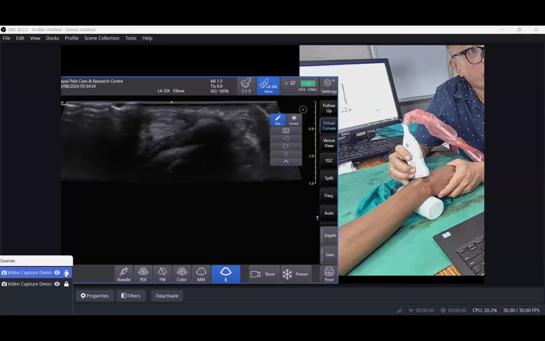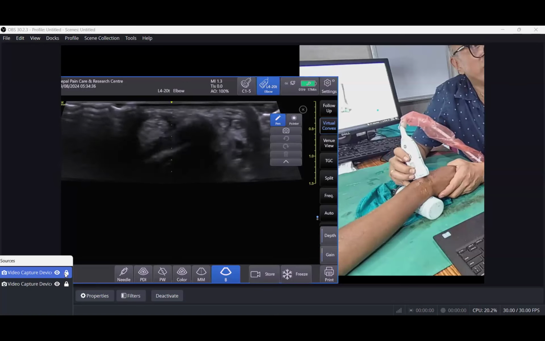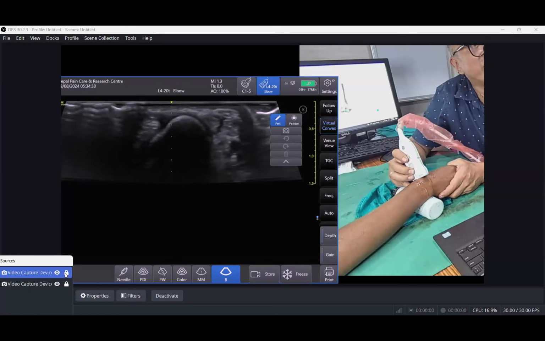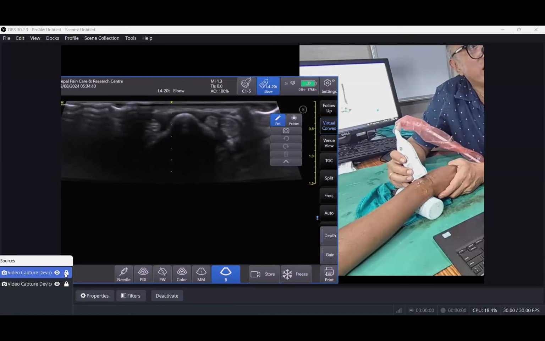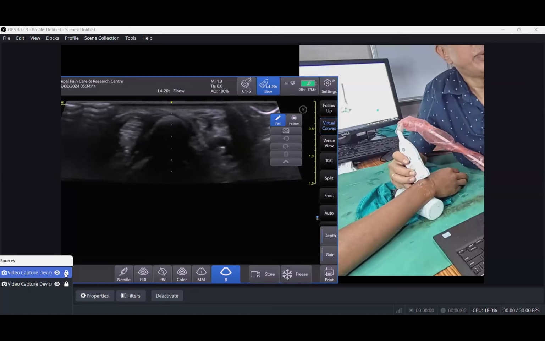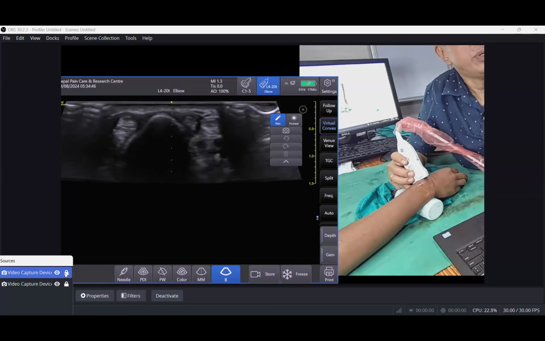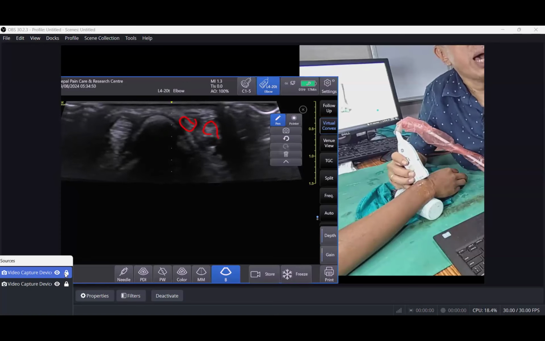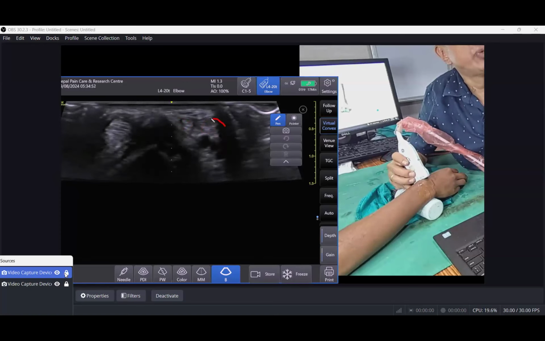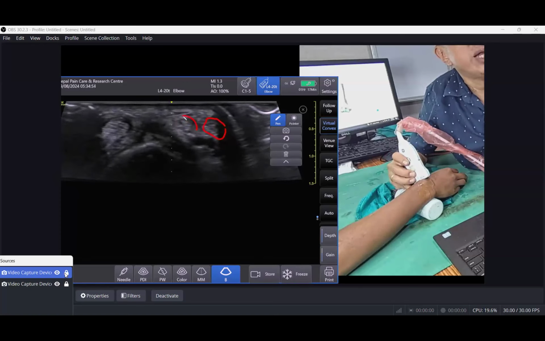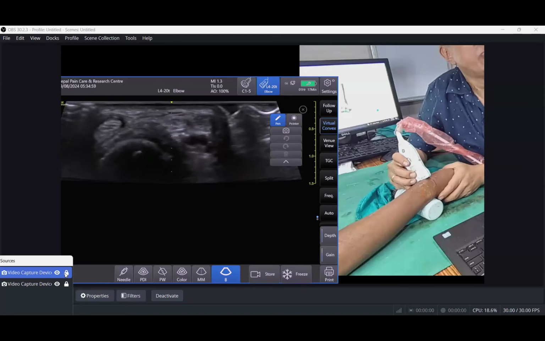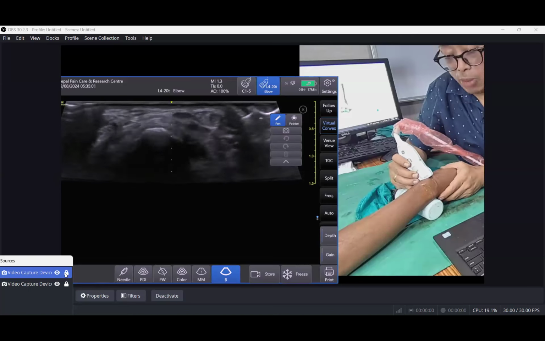If you come more to the radial side, you can also see 2 tendons very nicely. Can you appreciate the 2 tendons? Longus, brevis. Yes, these are 2 tendons. This is the abductor pollicis longus. First one is abductor pollicis longus, and another one is extensor pollicis brevis. So this is compartment number 1.